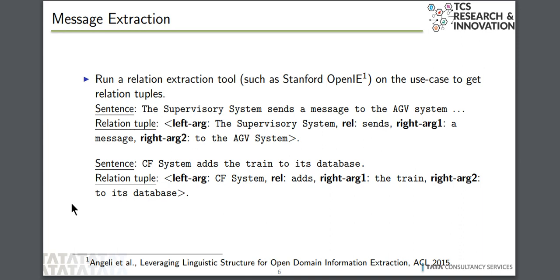There is a left argument which is the supervisory system, the relation which is sends, and there are two right arguments, a message and the AGV system. Similarly, for this sentence, CF system adds the train to its database. Here the left argument is the CF system, the relation is adds, and there are again two right arguments, the train and to its database. So as you can see, this adds is basically a verb which forms the relation, and the left and the right arguments are basically the noun phrases that are associated to that verb.